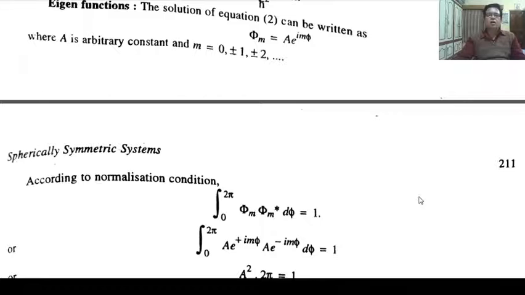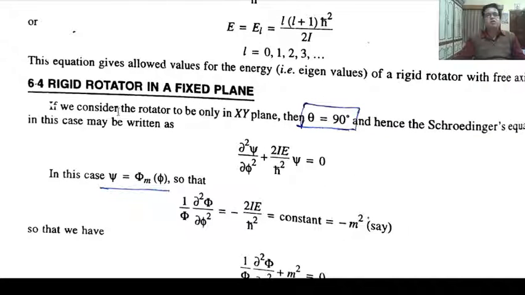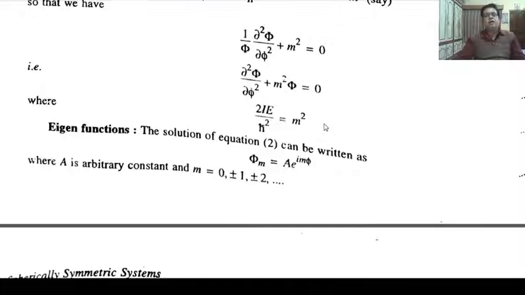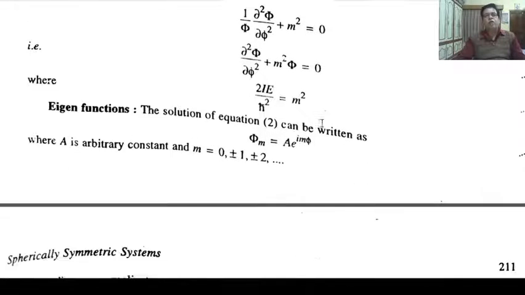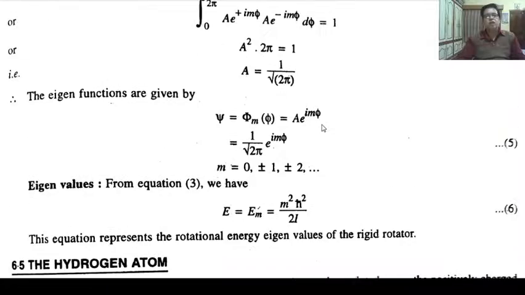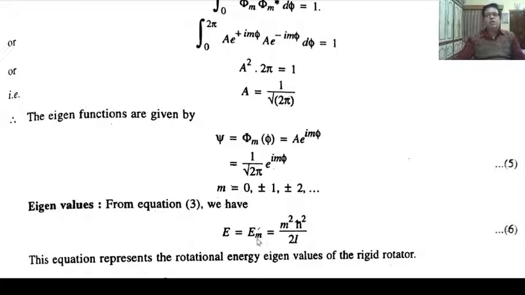So the next topic is the rigid rotator in a fixed plane. If we consider the rotator to be only in the xy plane, then θ = 90°, and your equation becomes very easy: ∂²ψ/∂φ² + (2IE/ħ²)ψ = 0. The solution is ψ = Φ_m, which is a very simple solution of Φ that we already derived, and your energy eigenvalues are given by E_m = m²ħ²/2I. So these are the results for the rigid rotator.